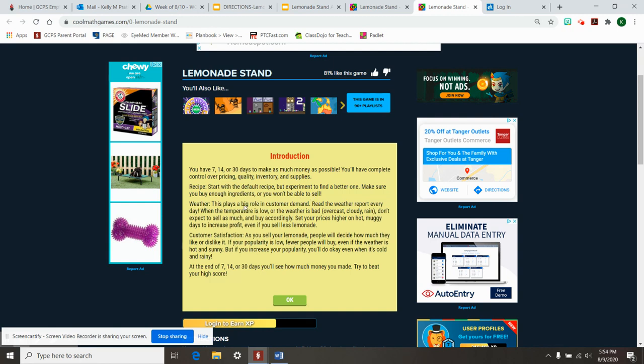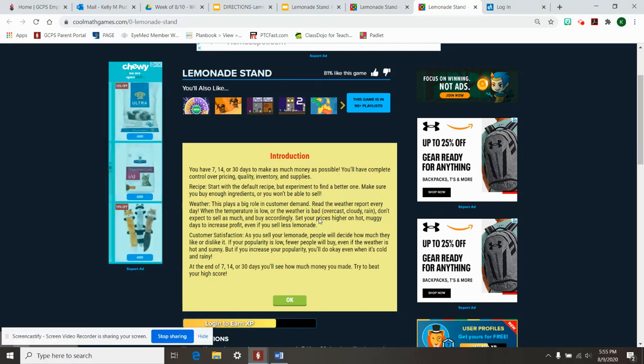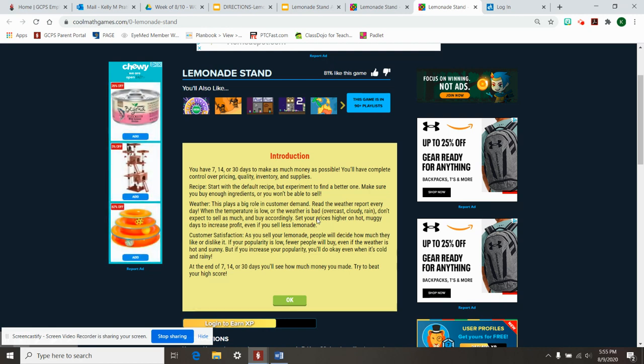The weather. This plays a big role in customer demand, meaning how much customers want something. Read the weather report every day. When the temperature is low or the weather is bad, such as overcast, cloudy, or rain, don't expect to sell as much and buy accordingly. Set your prices higher on hot, muggy days to increase profit, even if you sell less lemonade. So what this means is, if you think about it, when it's a hot, muggy day, you're thirsty, aren't you? So you're going to want a nice, cold glass of lemonade. And if your price is high, they may even still buy it because they're so thirsty.